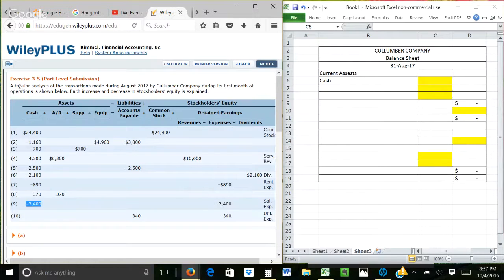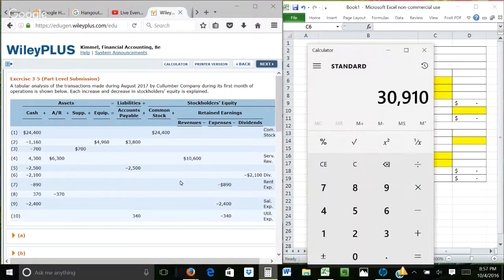So essentially, we just add and subtract all of these in the cash column, conveniently laid out for us. We can do that here.